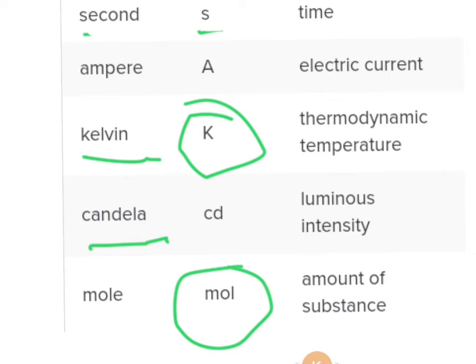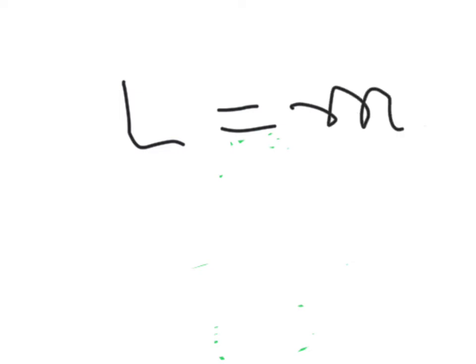Now there are so many physical quantities whose SI units we don't know. How can we generate SI units of those quantities? Those quantities are known as derived quantities, and we can derive their SI units by using these 7 SI units. For example, we know that the SI unit of length is meter. Now we need to know the SI unit of area.